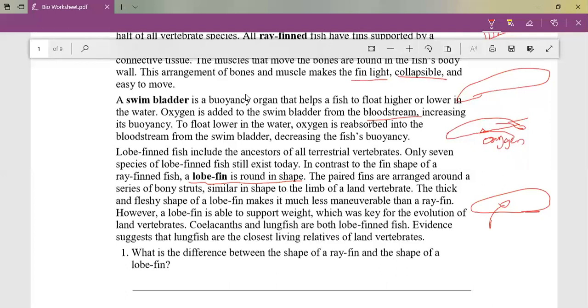The paired fins are arranged around a series of bone struts. The meaning is you have something that looks like a bone like this. It's a lobe fin. Around this bone you have a fleshy fin like this. This is the way the lobe fin is, unlike the ray fin, where you have the bones like this. Here it's only one single bone, and the fin is around it.